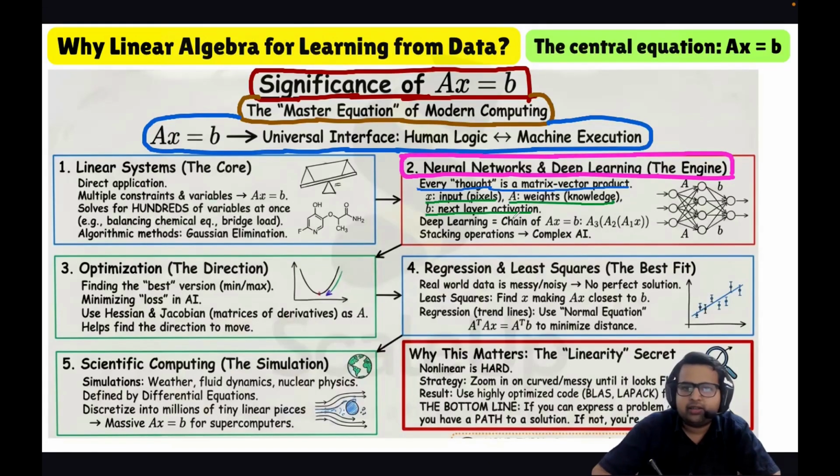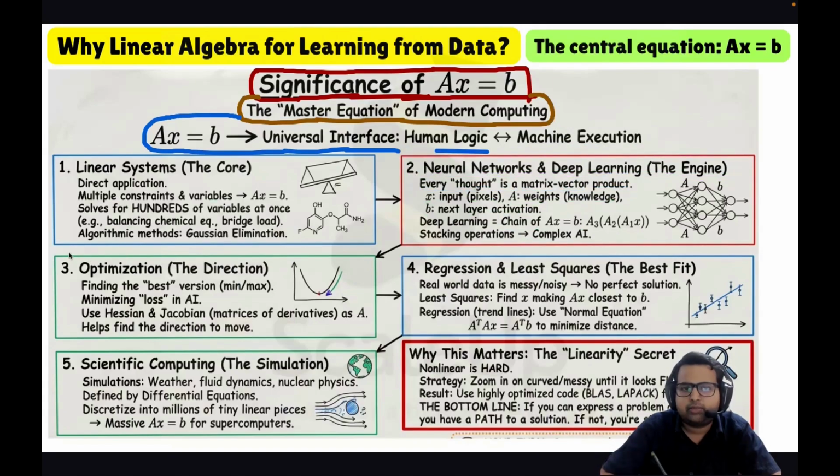Now in deep learning, a deep network is a simple chain of Ax = B. Initially we start with A1x, the result we multiply with A2, then A3, and every time we are updating these A's. So it's a stacking operation. Linear algebra allows us to stack these operations to create complex artificial intelligence.